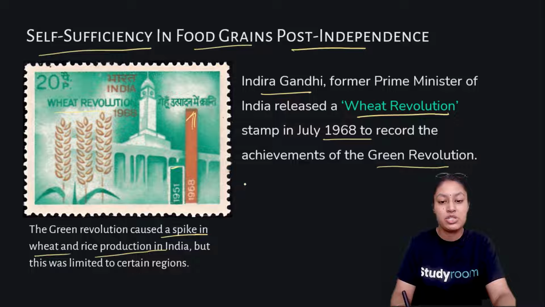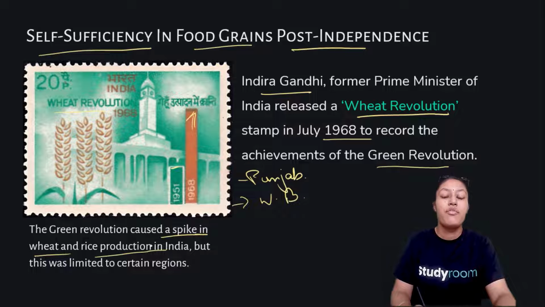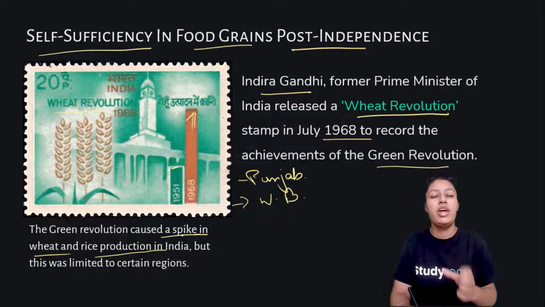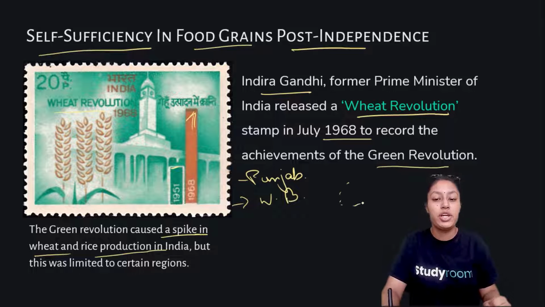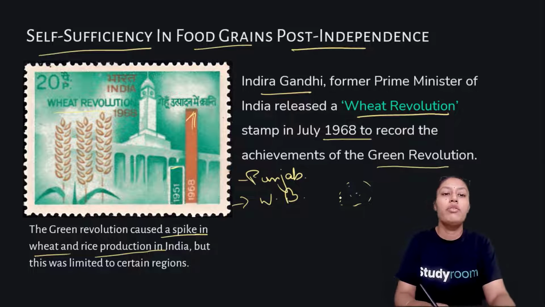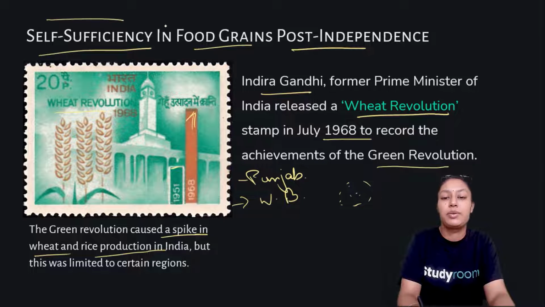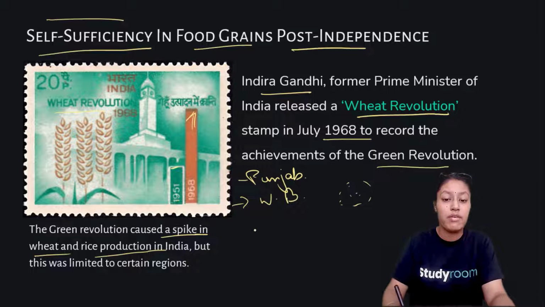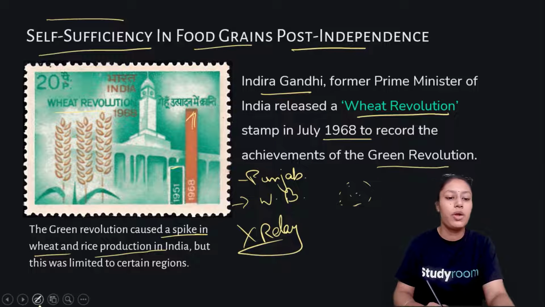In some regions like Punjab and West Bengal, wheat and rice were produced in very huge quantities due to the wheat revolution. So that's how we became self sufficient. We do not have to ask any other country for food. We do not have to rely on any other country.